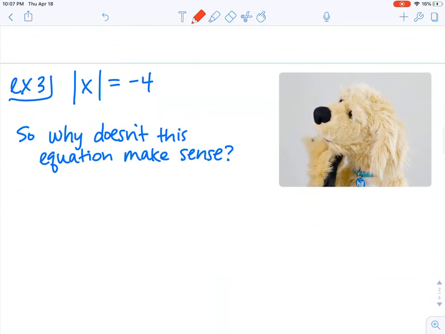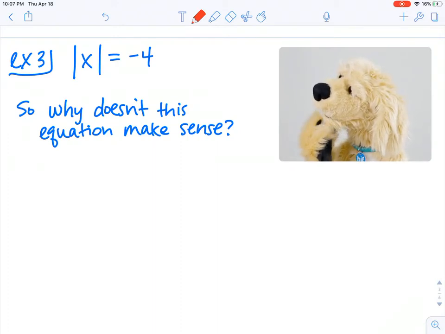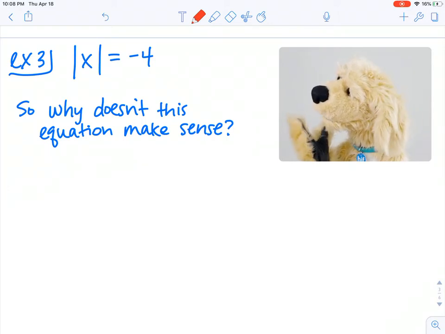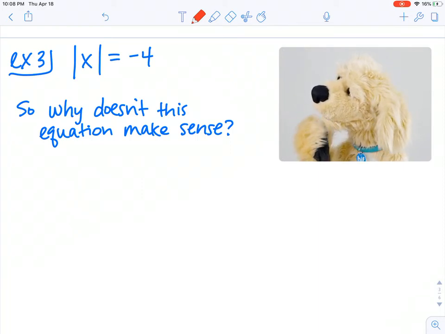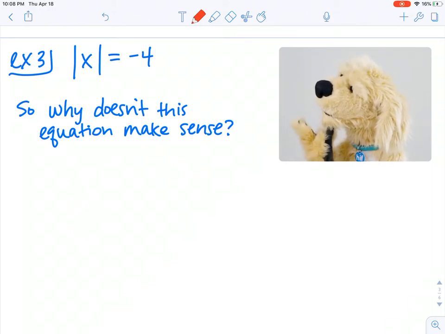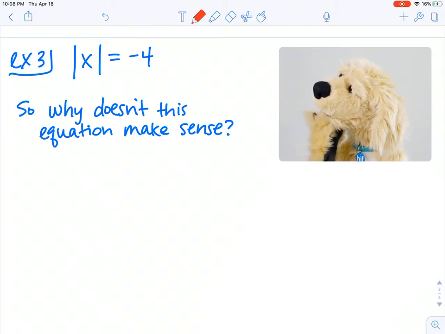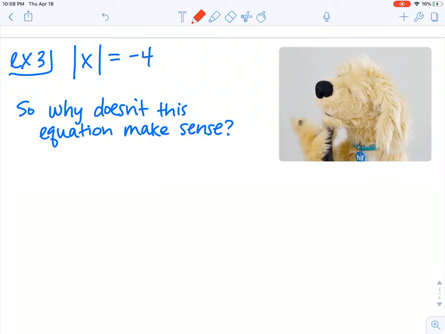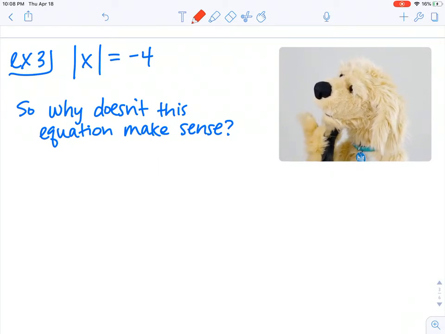Now let's consider when is the absolute value of x equal to negative 4? Why doesn't this equation make sense? If we think back to the definition, the absolute value of a number is the distance that number is away from 0 on a number line. Well, distance is never measured negatively. Distance is always a positive number, a positive measurement. So it doesn't make sense for us to have a distance that is negative.